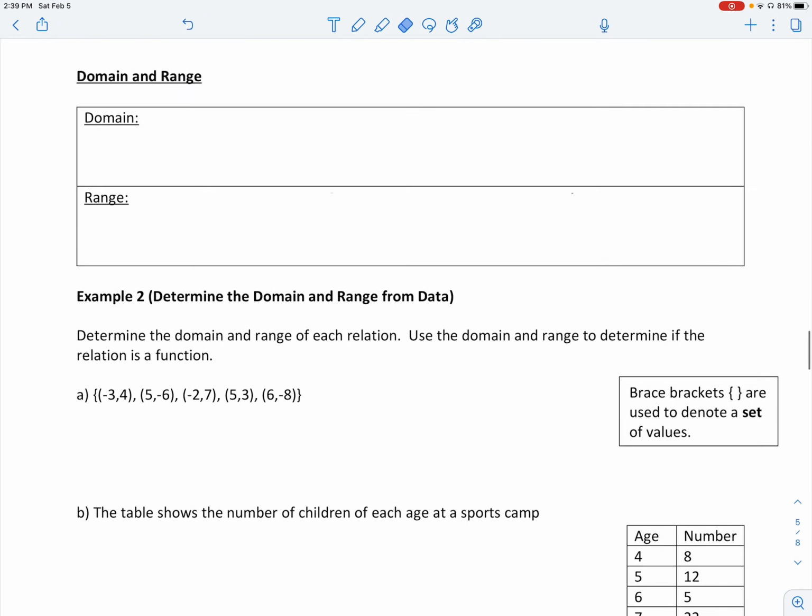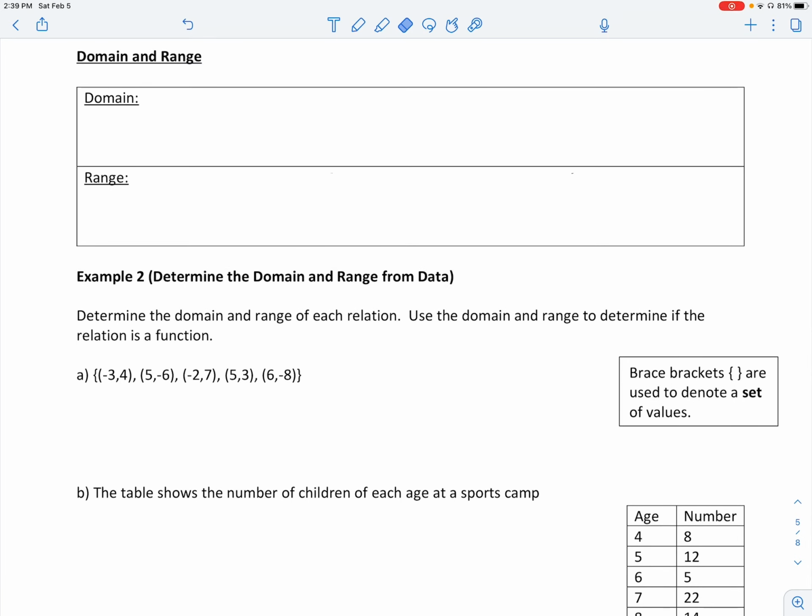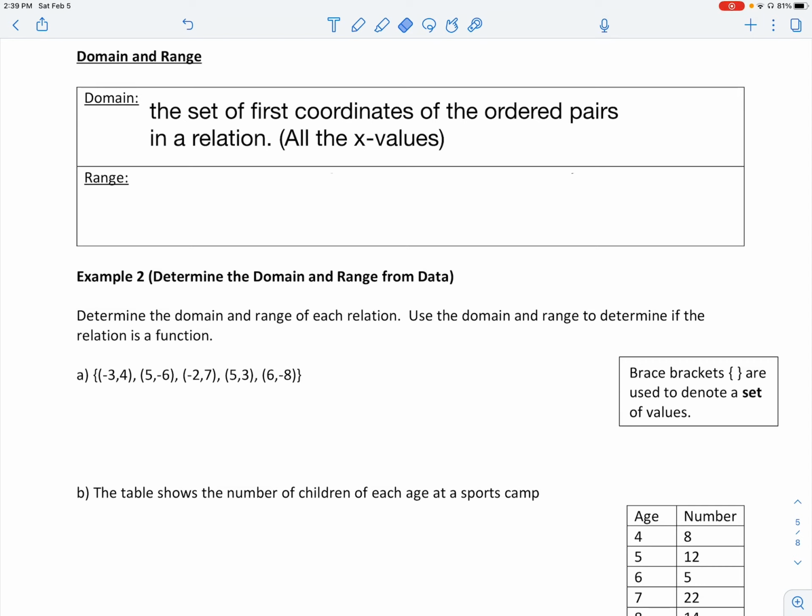Now moving on to domain and range. So the domain is the set of first coordinates of the ordered pairs in a relation. The domain for a relation is always just a collection. That's another word that we use for set, is collection. So I'll just highlight that. Set just means collection. So the domain is the collection of all the x values for the relation. There can be many values for x, depending on what this relation looks like. So the domain is a collection for all of them.